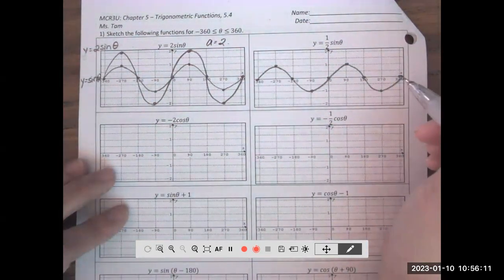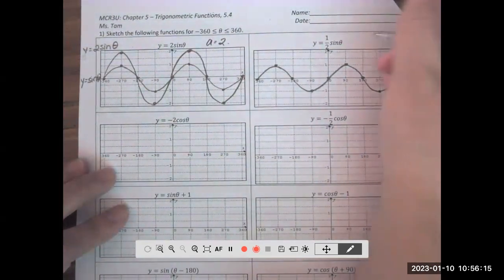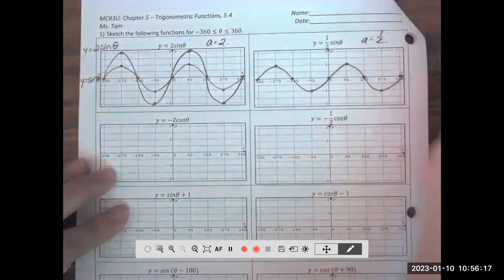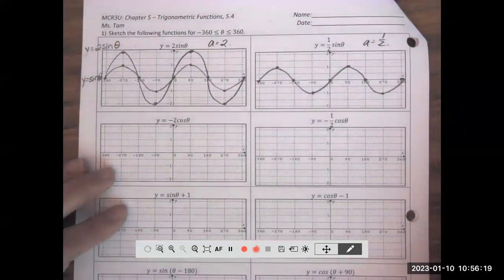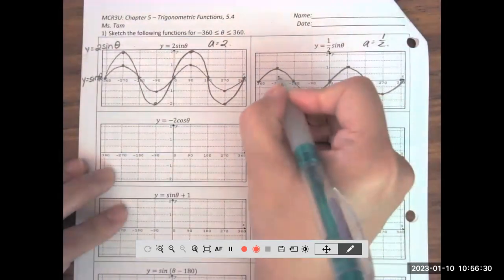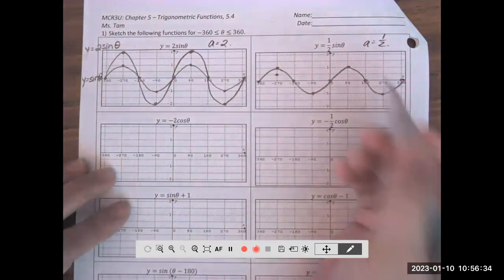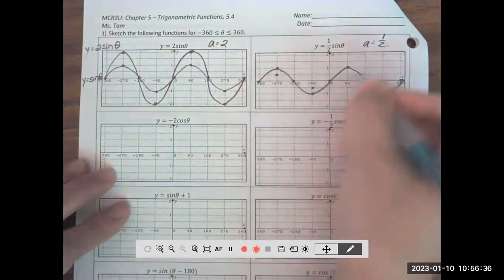Okay, Aisha, what is going to change in this graph? A, K, D, or C? A is equal to a half. Who can tell me what is the transformation here if A is equal to a half, Nuha? Good. Yeah, vertical compression by a factor of half. So I'm going to take my peak, and it's going to be at a half. My trough will be at negative a half.